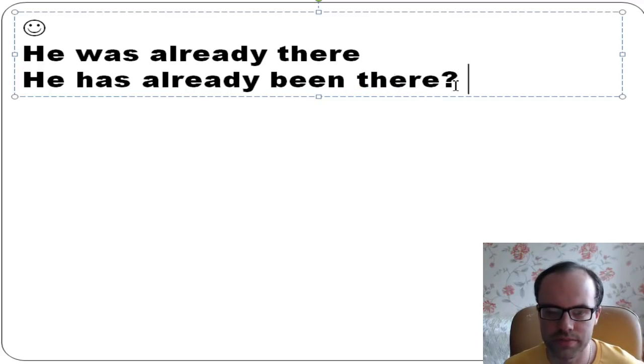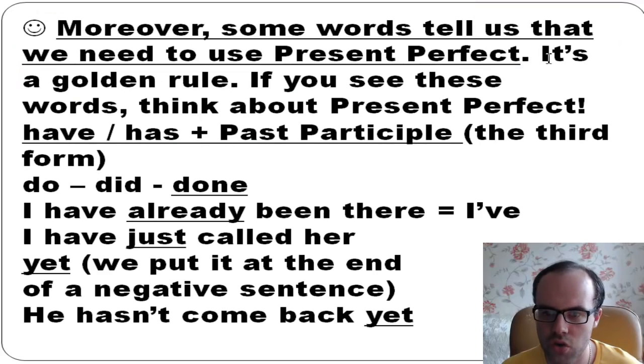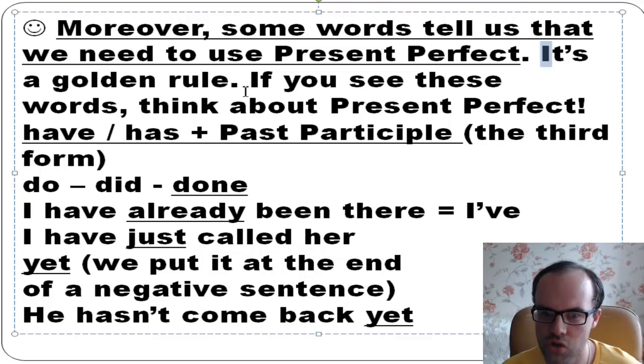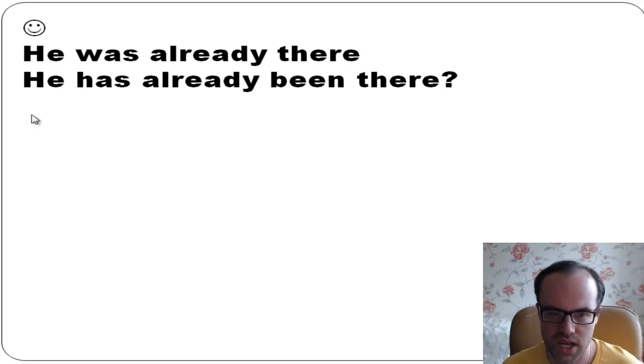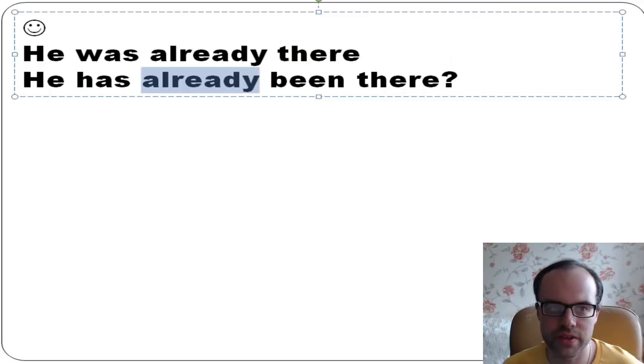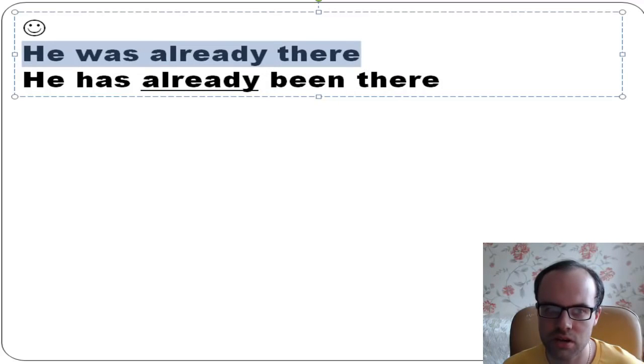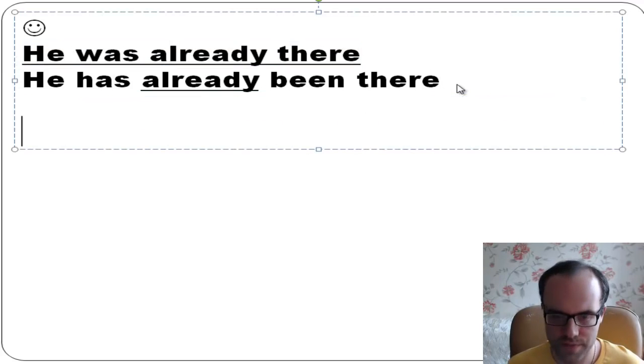So, you see already. And you remember our golden rule. Yeah, it's a golden rule. So, there are some words that tell us that we need to use present perfect, and already is one of these words. So, he has already been there. Yeah, it isn't a question. Only this variant because of already. This variant isn't correct. Okay, so good, very good.